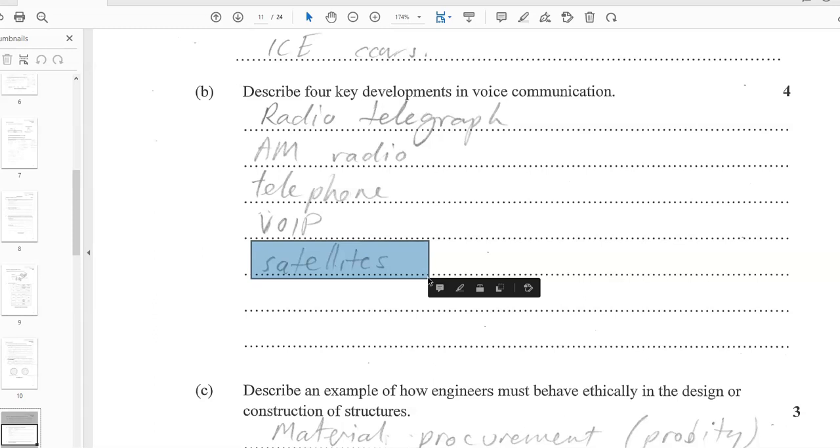Did they describe them? Did they describe a feature? Did they say the radio telegraph sent Morse code using electrical pulses on a wire? They described it. They talked about characteristics and features. So that's a mark.